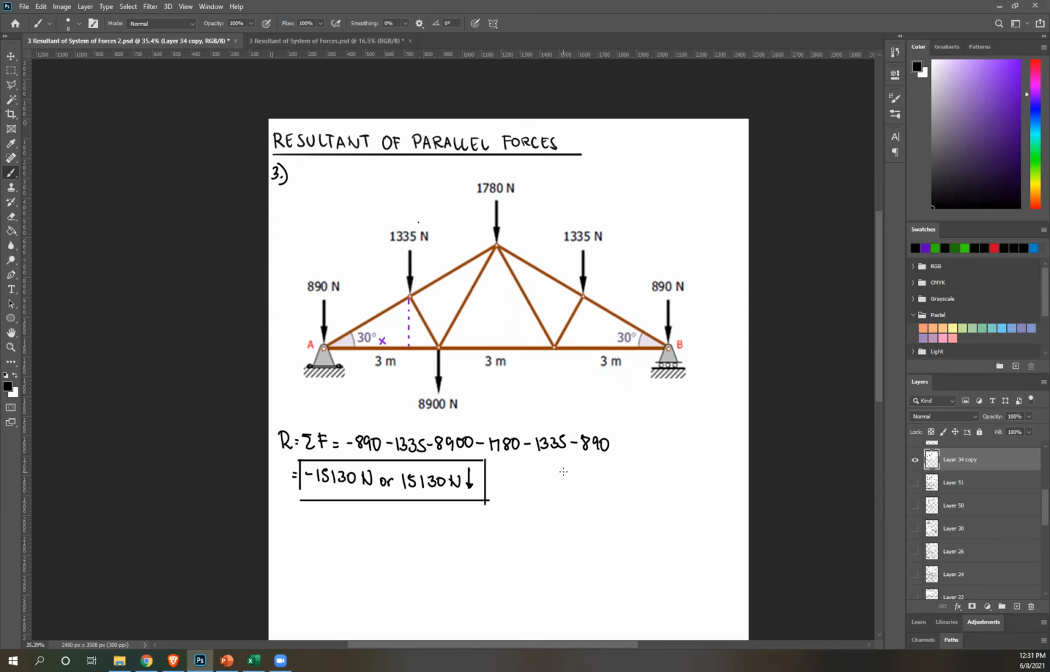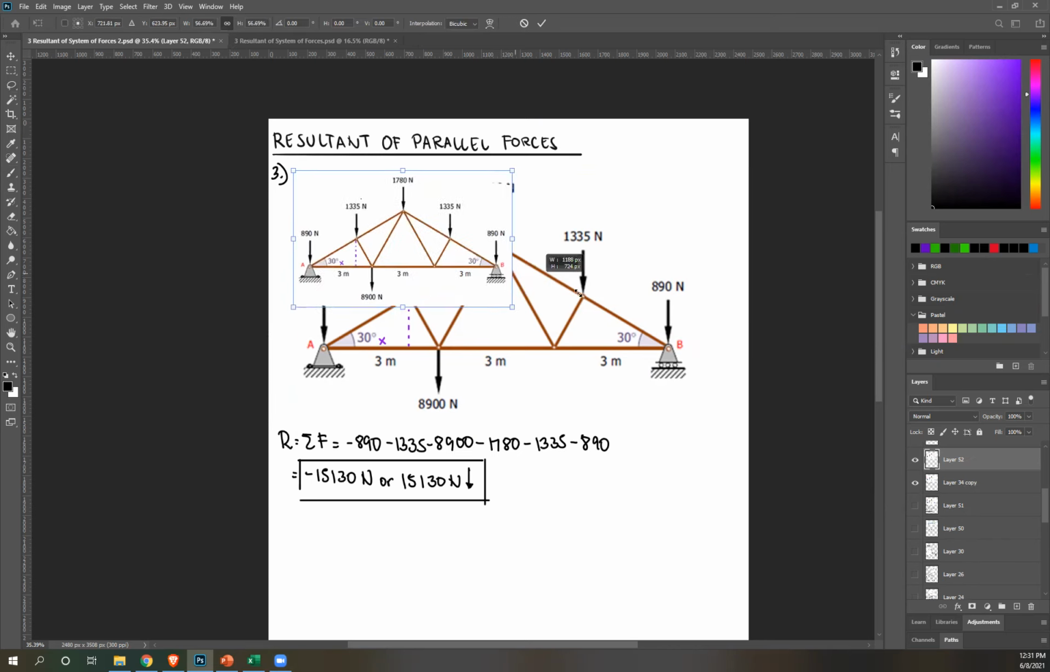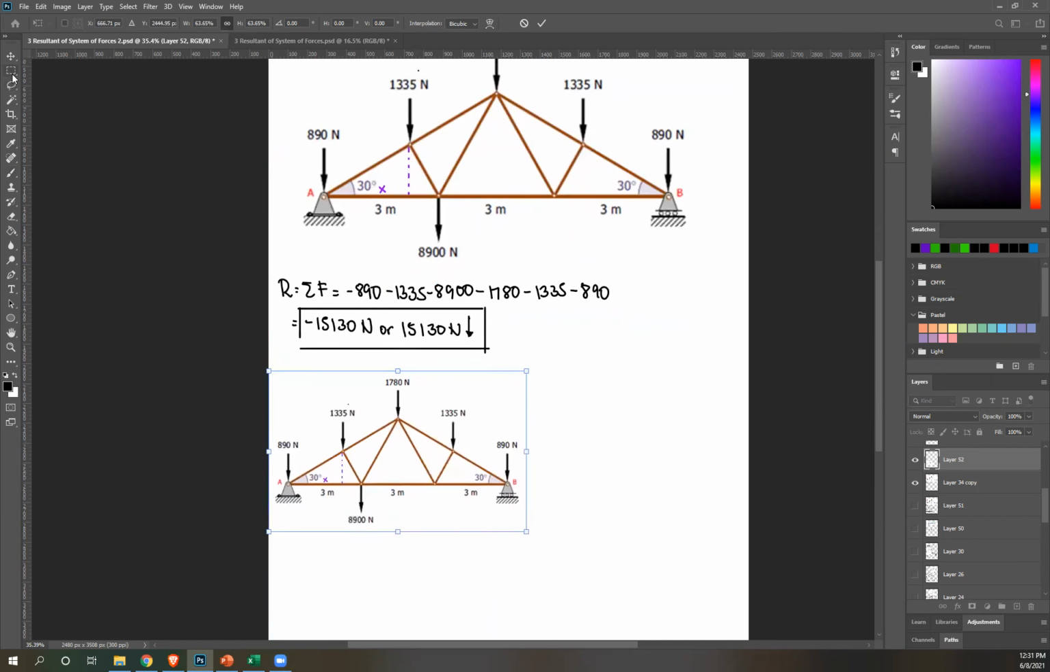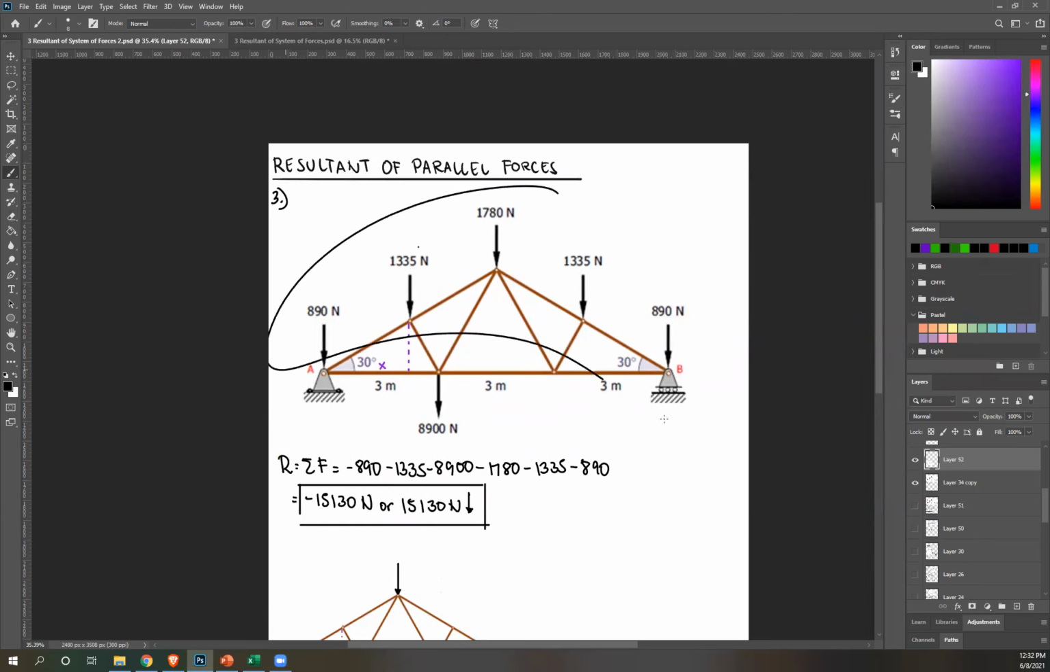So if I take this again, let me just make a smaller version. Instead of having these forces, we'll just have one force acting here, and it's just the summation of these.